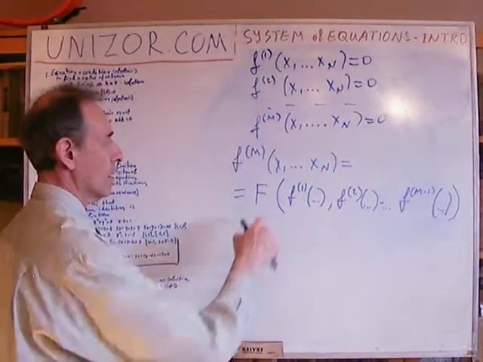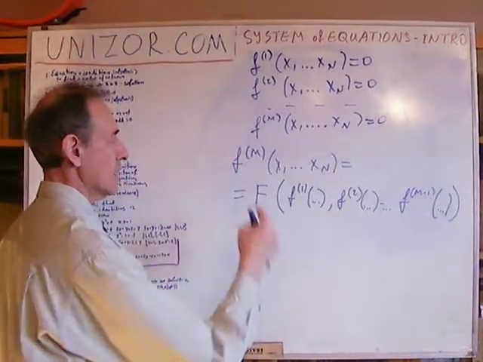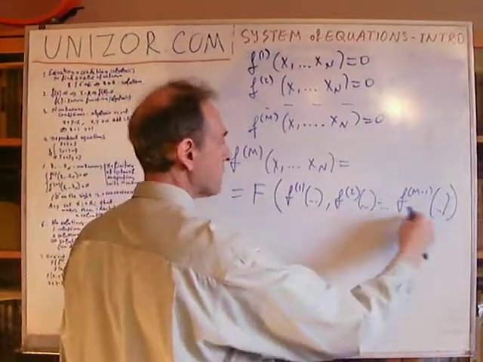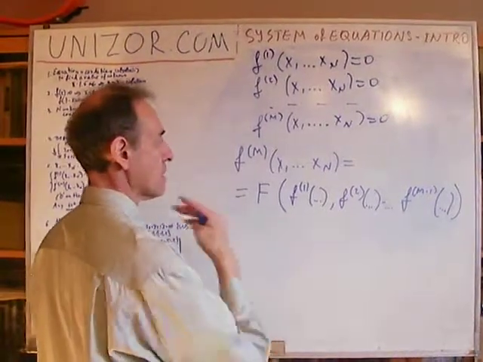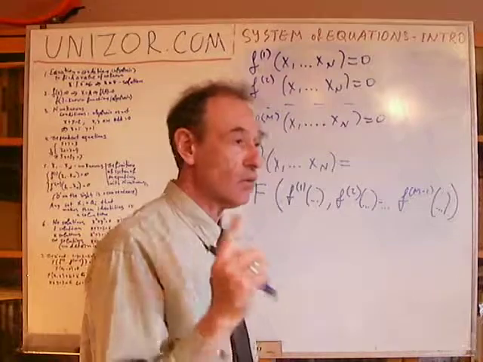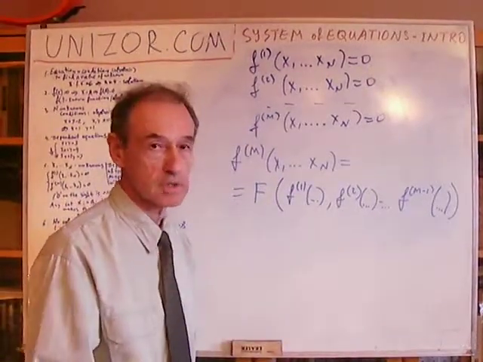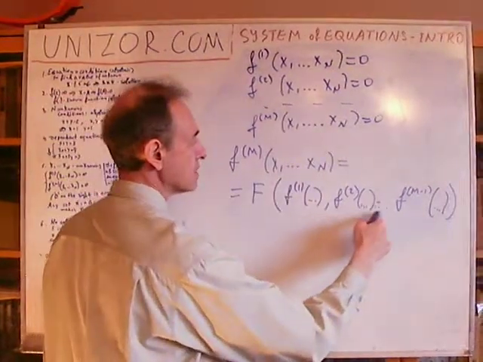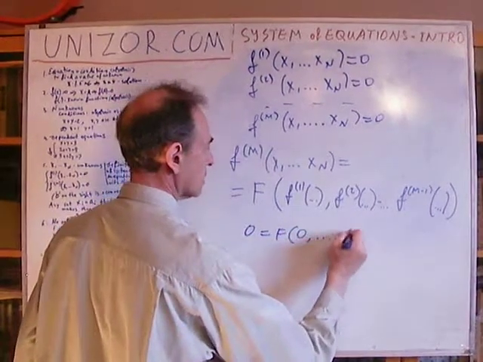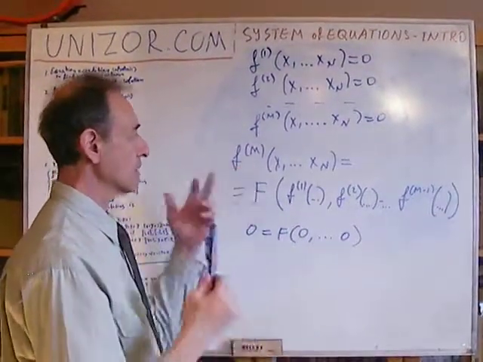Where these are x1, x2, xn, and so on. So if my m-th function can be expressed as an algebraic function f, a known function, from the other m minus 1 functions, that actually means that it's derived, and it basically doesn't bring us any new information. The only thing which is really important in this case is that if x1, etc., xn are solutions, then each of these is equal to zero, right? Which means that I should have the equation 0 equals f of 0, etc., 0, as a necessary condition for this derivation.